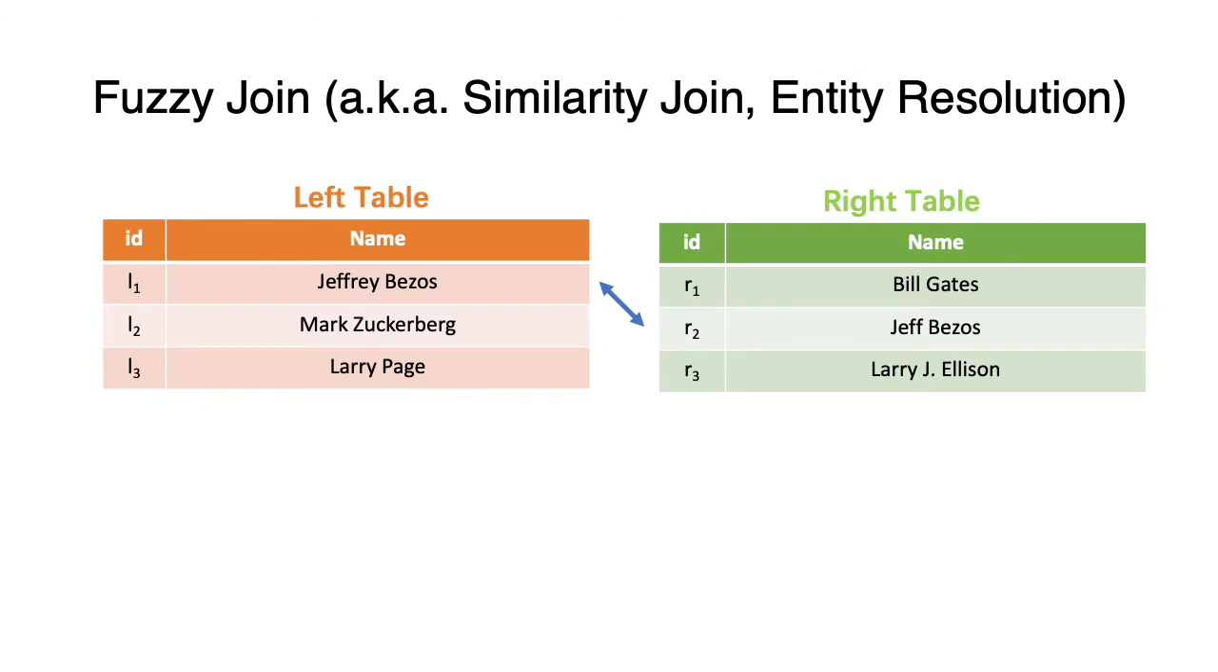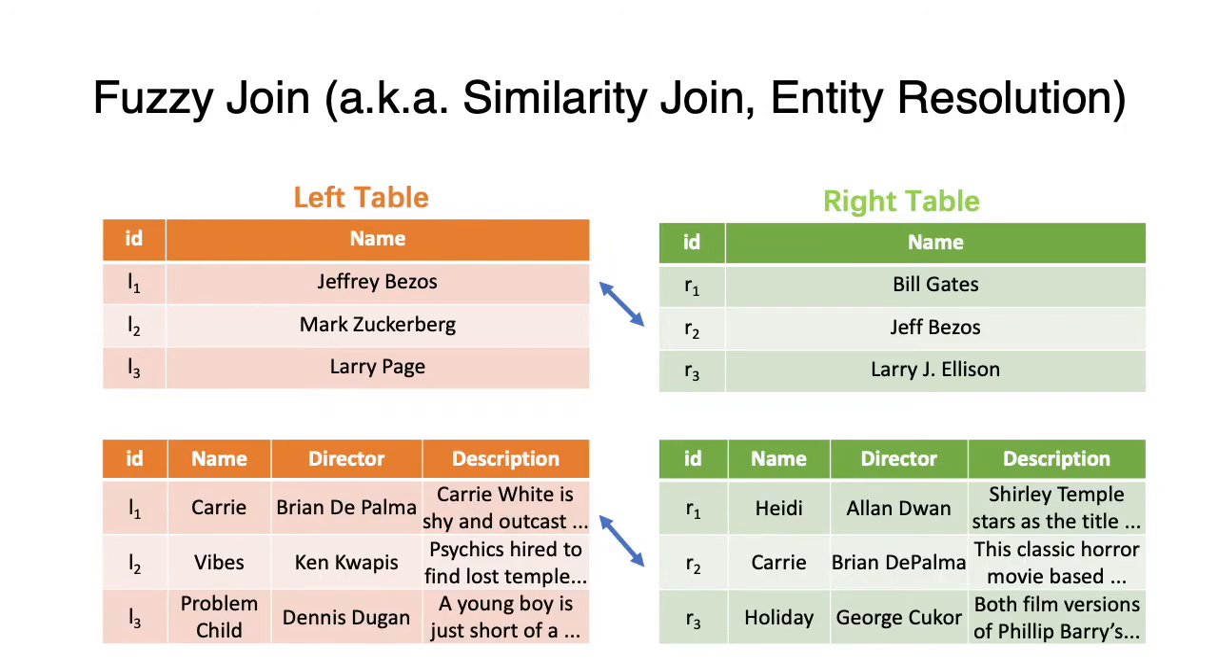FuzzyJoin, also known as similarity join or entity resolution, is an important operator that takes two tables as input and identifies record pairs that refer to the same entity from the two tables. For example, here we have two tables of persons' names. We can see that the first record in the left table and the second record in the right table refer to the same person. The fuzzy join can also be performed on tables with multiple columns.